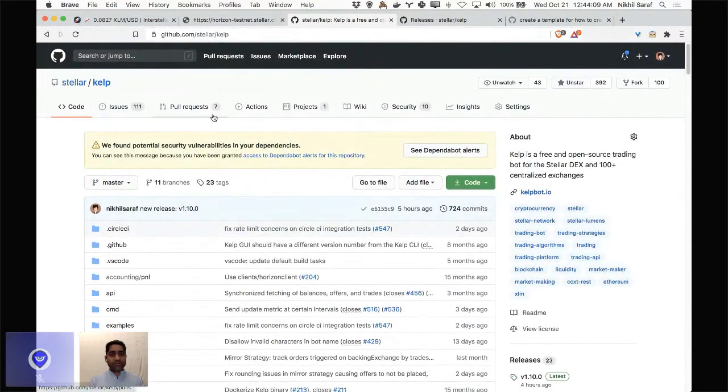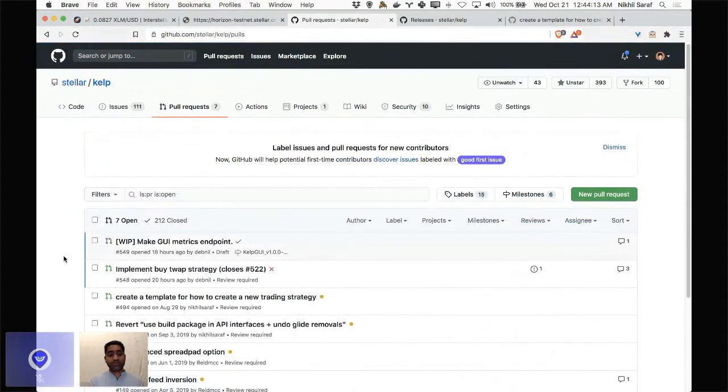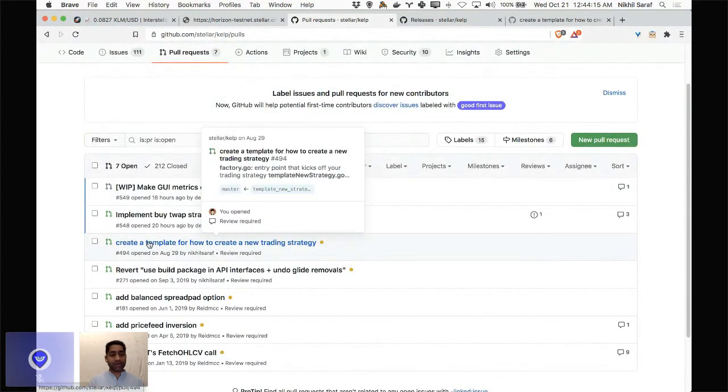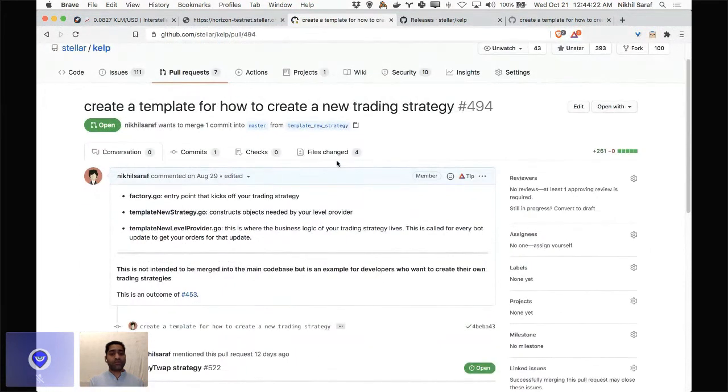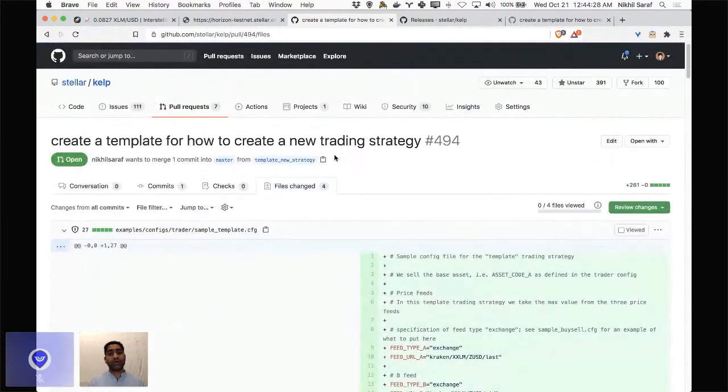So I've been told that most of the audience consists of developers, so I think it would be useful to go over this part. A lot of people ask me how they can create their own trading strategies using Kelp. To make that easier, I've set up a pull request, which is a sample of how people can create their own trading logic in the Kelp bot.